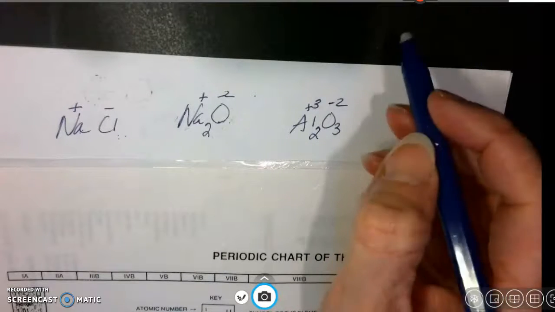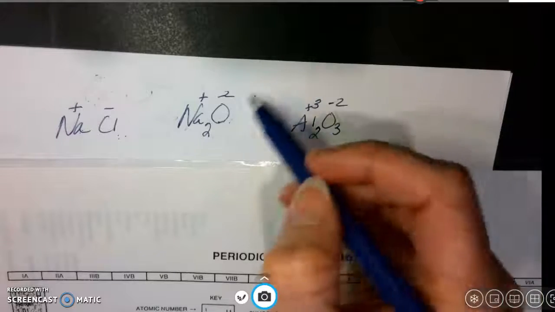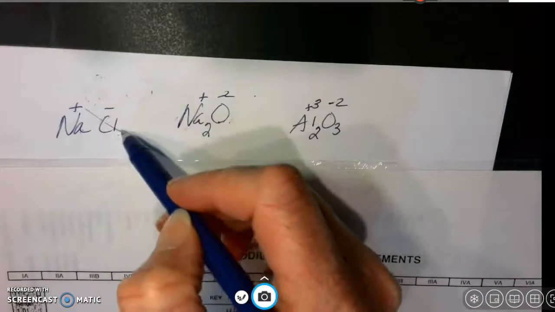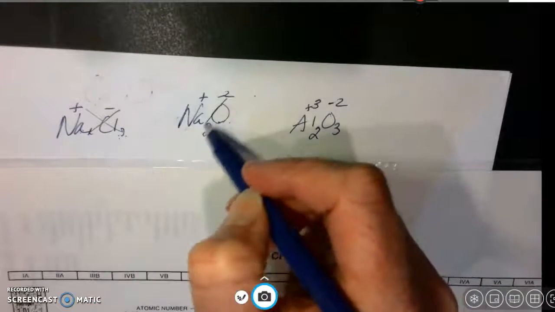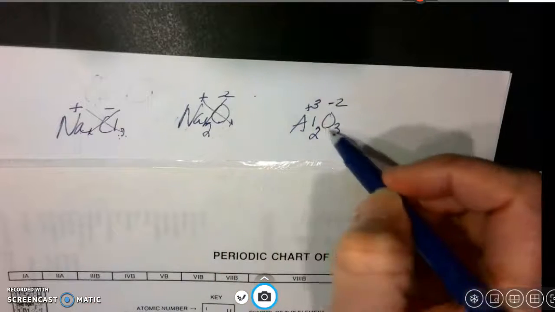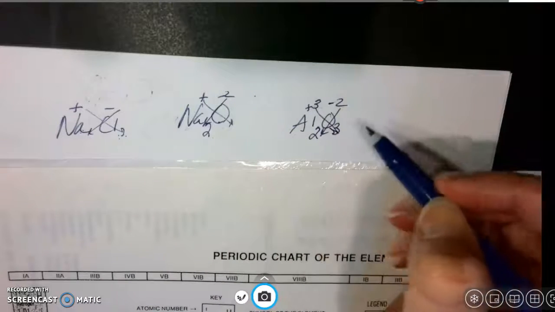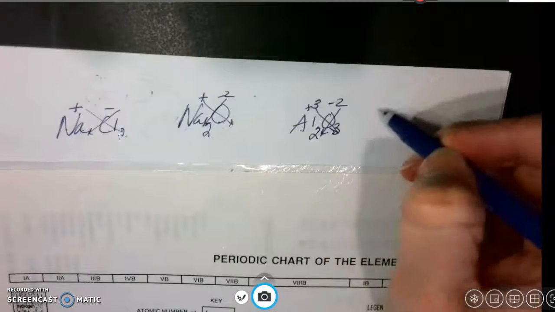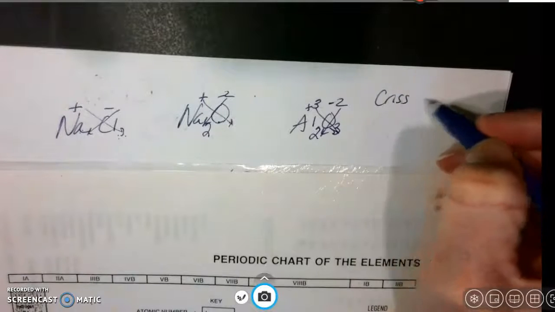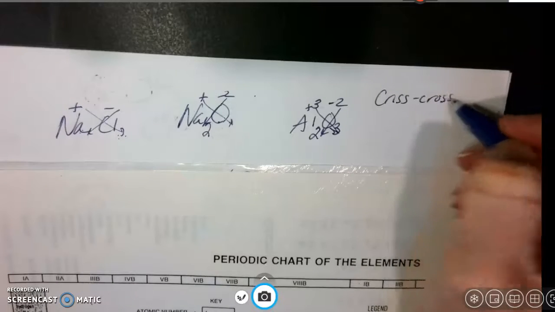So what you might be noticing is that they kind of switch. So the ones here, so we don't bring the charge down, but you bring down the number. So this is the crisscross method.